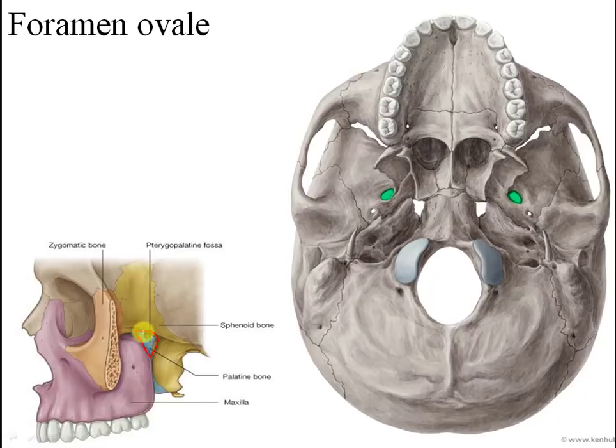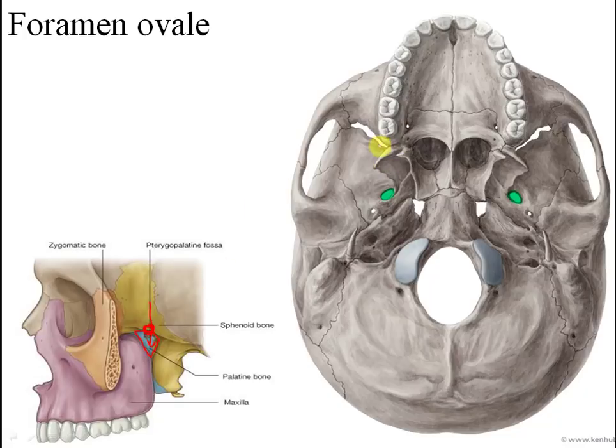Again, this is the greater wing of sphenoid, and the first opening in the floor of the greater wing of sphenoid is the foramen rotundum, and the foramen rotundum transmits the maxillary nerve, and it opens here in the pterygopalatine fossa. And that's why we cannot see the foramen rotundum in this view.